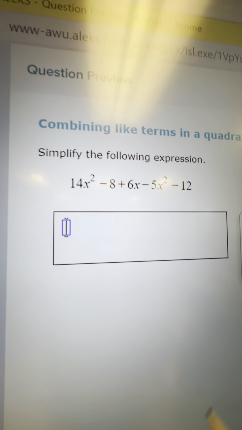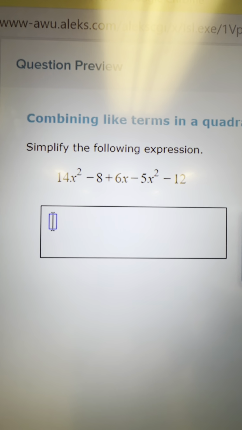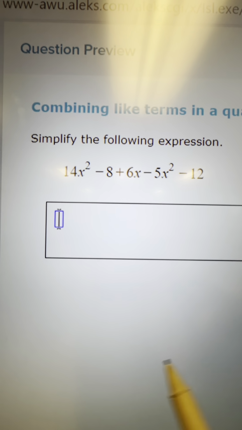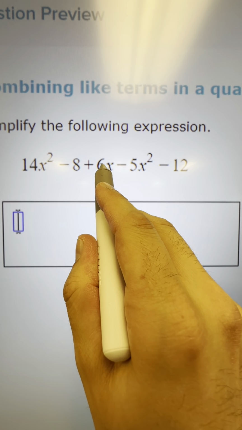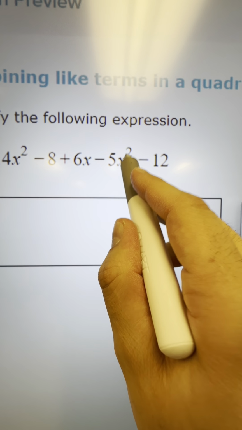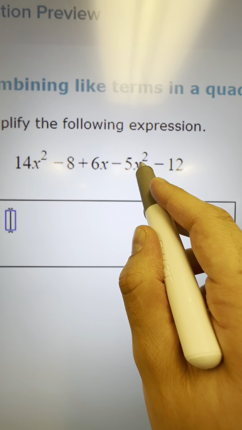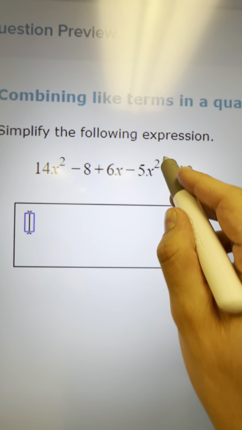All right, now we are on question number 9. So again, simplify by combining like terms. So what you want to do is look for variables that have the same letter and exponent. For example, notice this is a 6x and this is a 5x squared. These are not like terms. But this here, x squared and x squared, these match up.